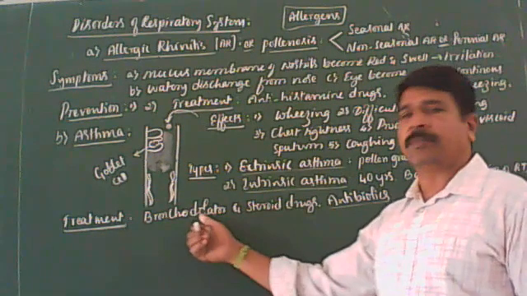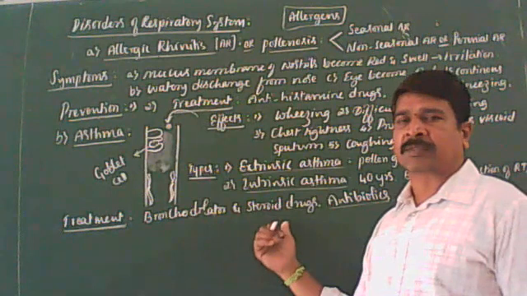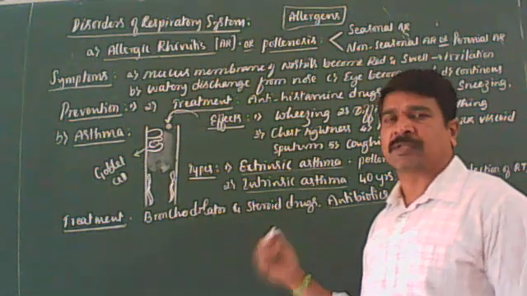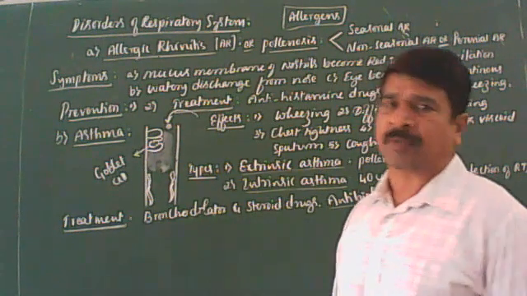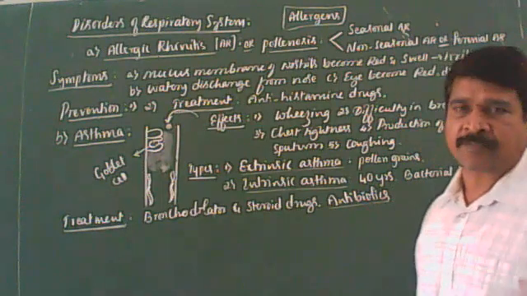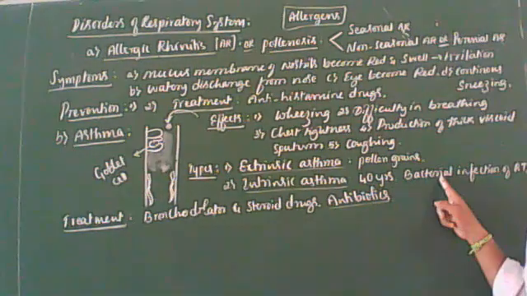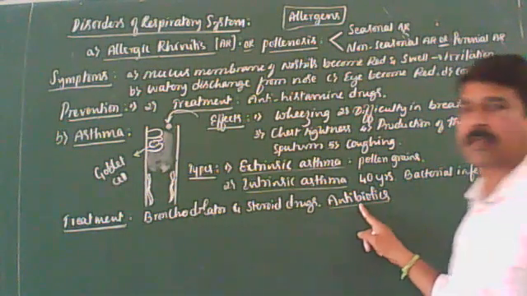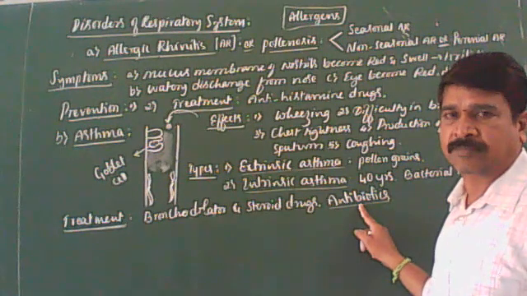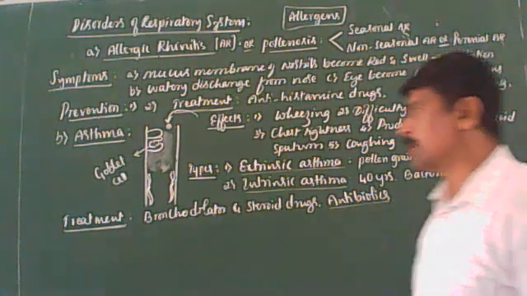It can be treated by bronchodilator and steroid drugs. As I said, asthmatic patients can use these drugs either in the form of tablets or inhalers. Then, asthma due to bacterial infection can be treated by taking antibiotics. Clear? Okay.